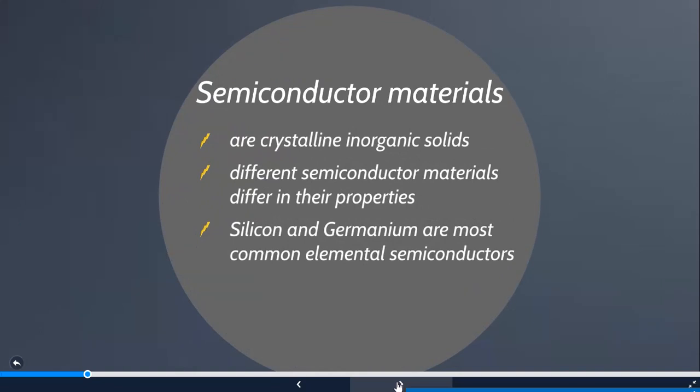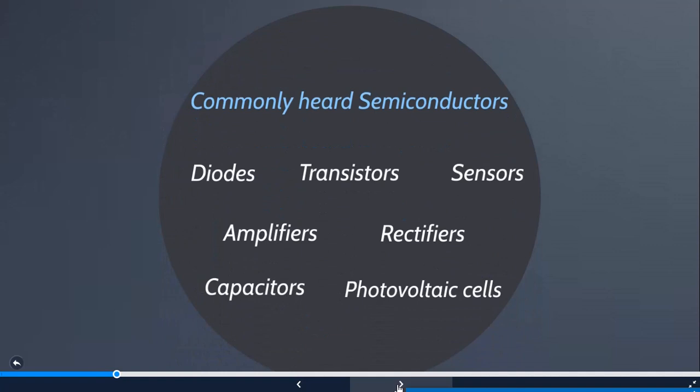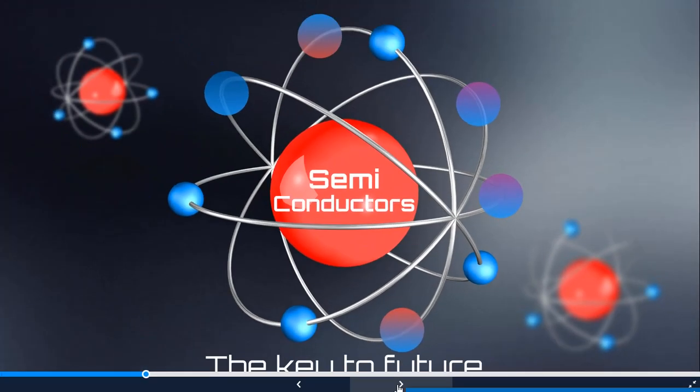So semiconductor materials are basically crystalline, soft crystalline and inorganic solids. What do you mean by inorganic? Anything which is not soluble in water, we call it inorganic. And they have different properties depending upon the materials. But the most commonly used semiconductor materials are silicon and germanium. And where are these semiconductors used? They are used in diodes, transistors, sensors, amplifiers, rectifiers, capacitors, photovoltaic cells, LEDs, LCDs, many diodes, and solar cells.